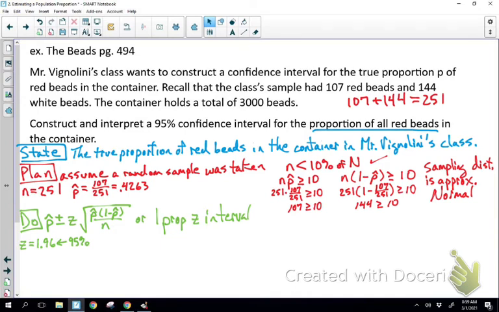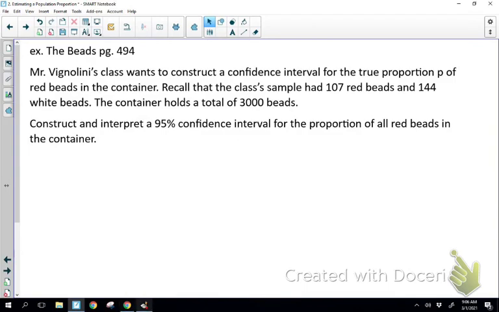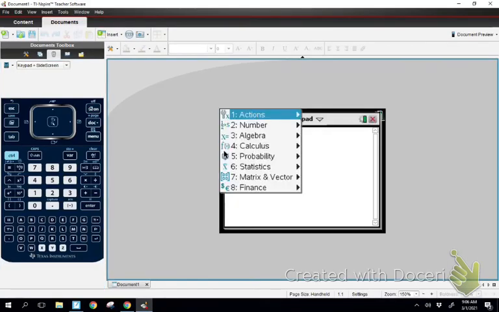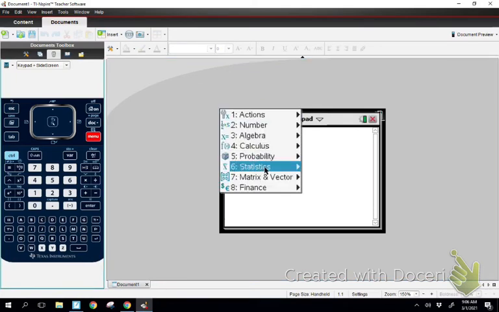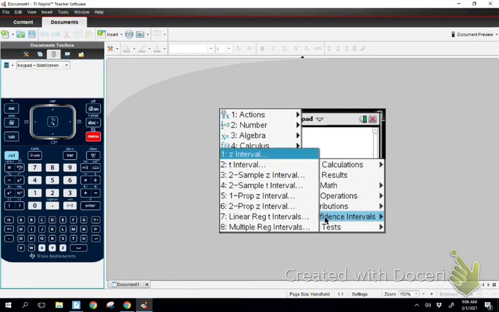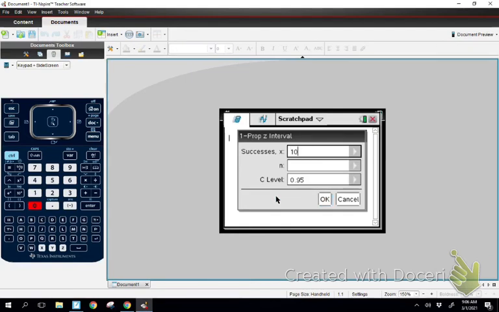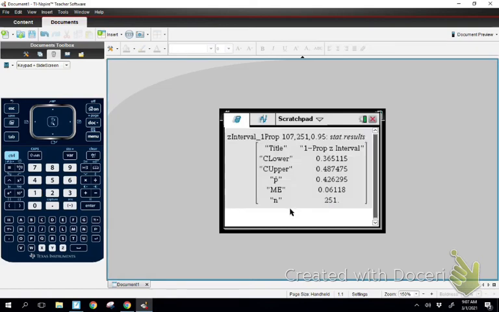So on the Inspire, you would go, oops, why did it do that? Okay, menu, stats, confidence intervals, and 1 prop z interval. 107 red, 251, and 95%. So we're going to write down the lower to the upper. Make sure you write lower first. For some reason, some people like to write upper first, and that makes no sense. This is an interval, lower to greater. And you're welcome to write that margin of error down, but you're not required to.